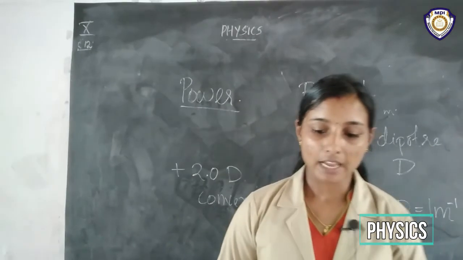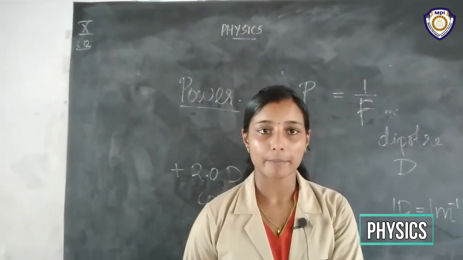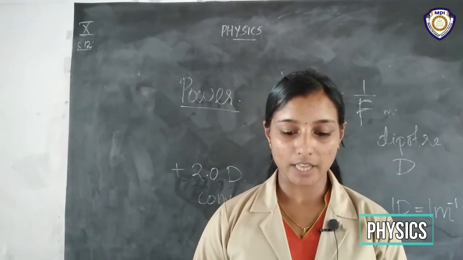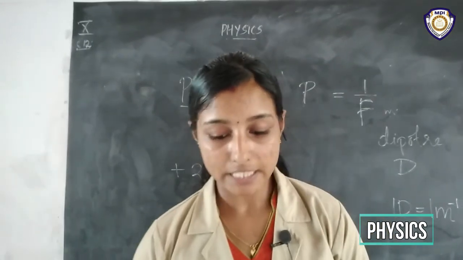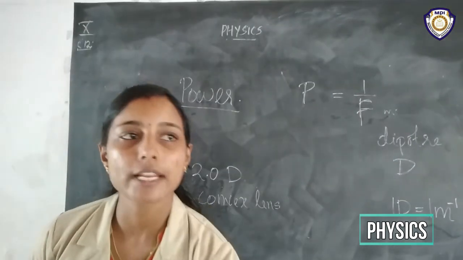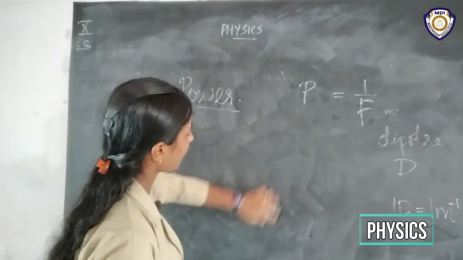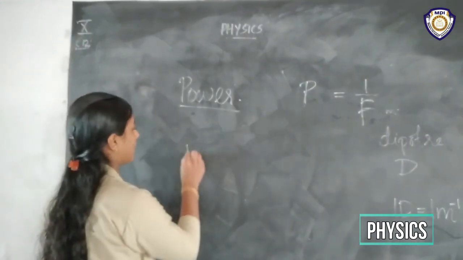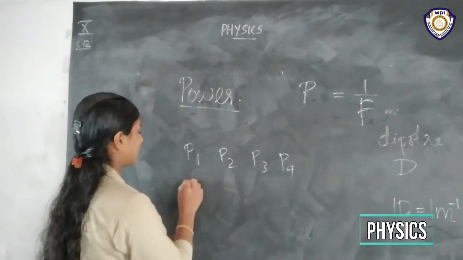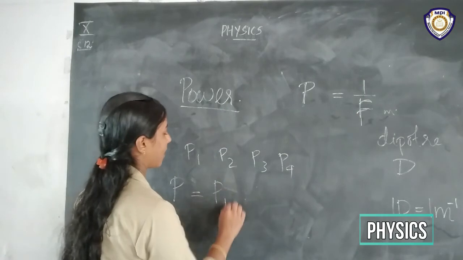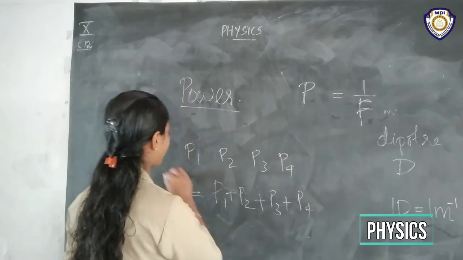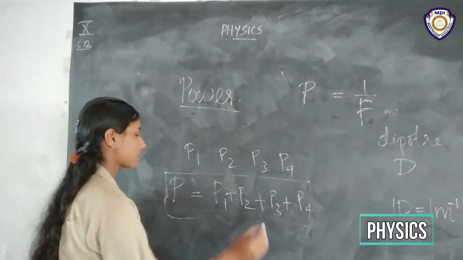The powers are simply added up to make these compound lenses. That means the net power of the lenses placed in contact is given by the algebraic sum of individual powers. When we make a compound lens with 3 or 4 simple lenses having powers P1, P2, P3, P4, the net power will be P1 plus P2 plus P3 plus P4, right? So the simple addition will give the net power.